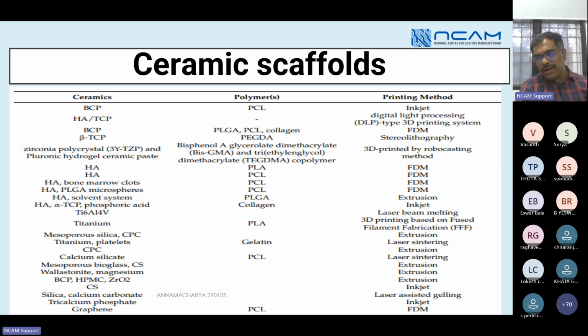All the methods we see on the right side, again the extrusion method, play a very crucial role when you are combining ceramics with polymers. So inkjet, DLP, FDM, laser based, and laser assisted gelling. This laser assisted gelling is one particular thing which is used for silica and calcium carbide materials, which are very silica based. Silica majorly works with laser assisted gelling, but properties are one challenge which people are facing. Still, they are able to work on it, and ceramic scaffolds are being generated with laser assisted gelling of silica and calcium carbide material.